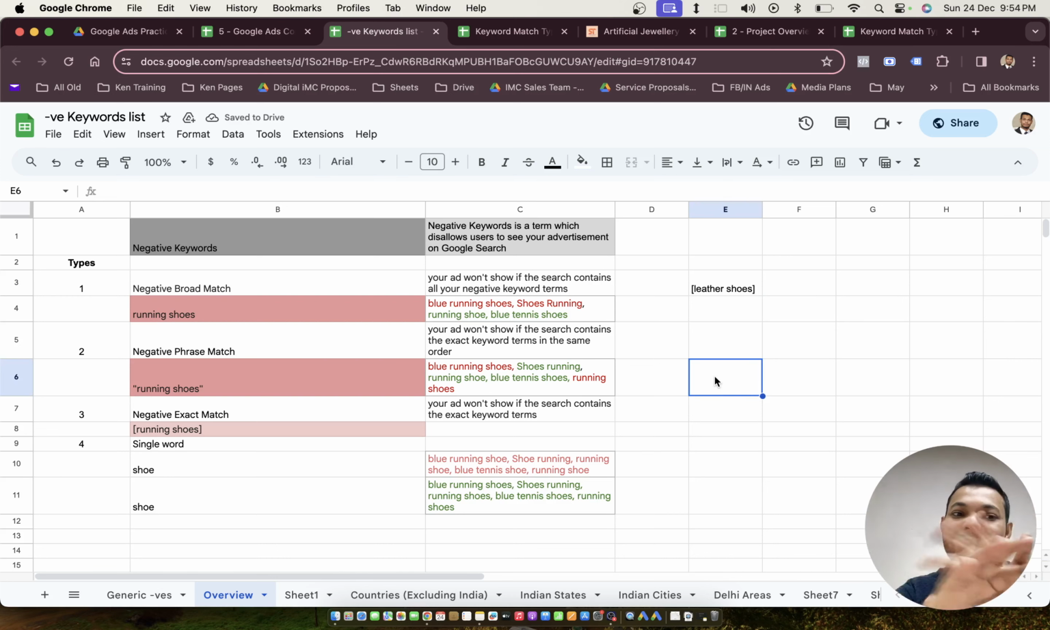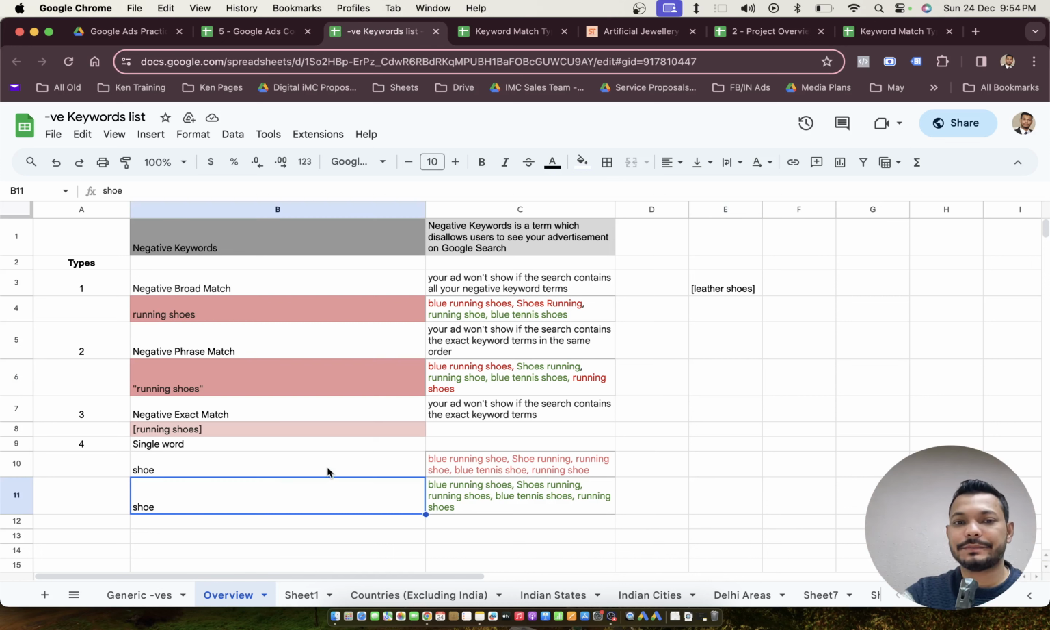So what you can do to avoid any of these things is use single word negative keywords. As I gave the example, if you are running a campaign for a sport shoe brand, maybe for Nike or Reebok, then you simply add the term leather in negative. You simply add the term formal in negative, or maybe office in negative, right?